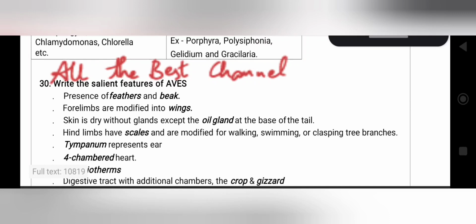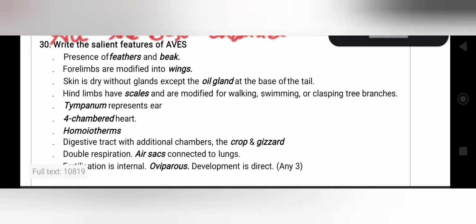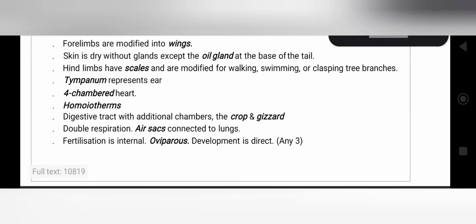Tympanum represents the ear. Four-chambered heart. Homeotherms. Digestive tract with additional chambers, crop and gizzard. Double respiration, air sacs connected to lungs. Fertilization is internal, oviparous, development is direct.